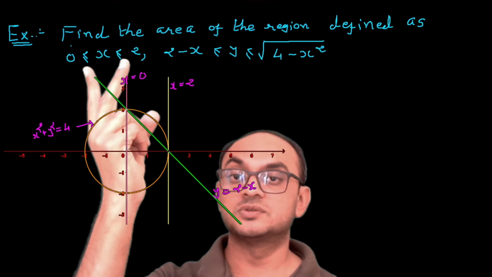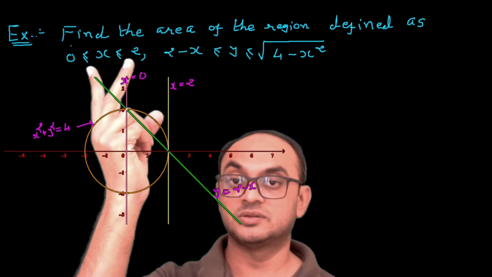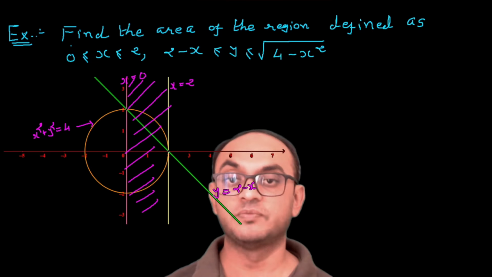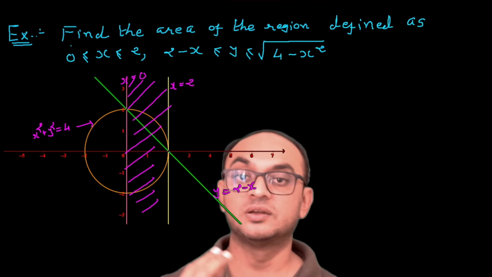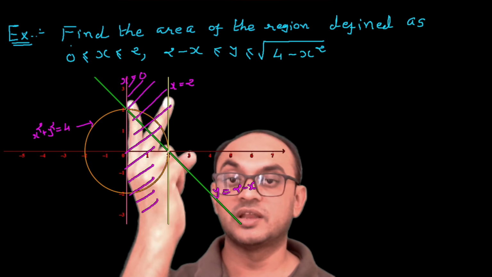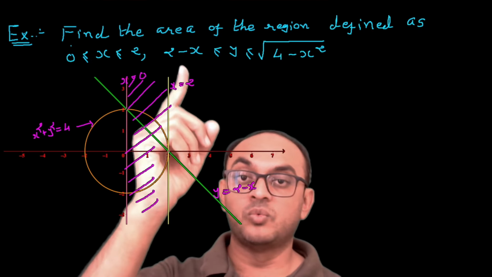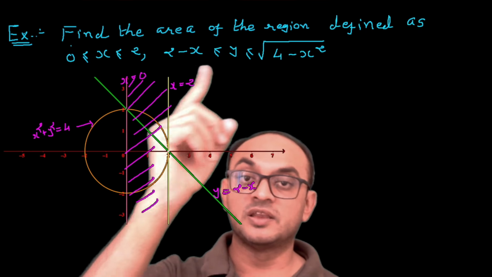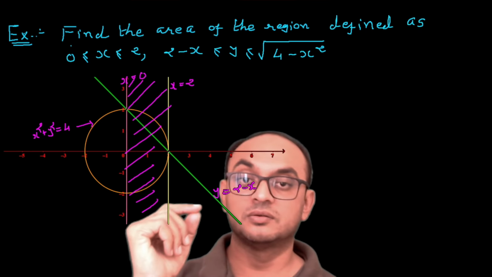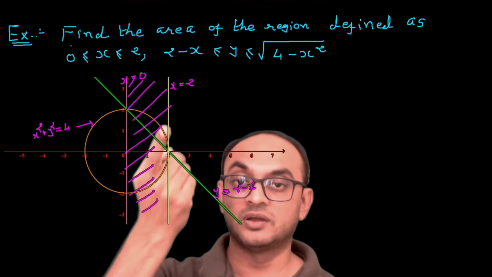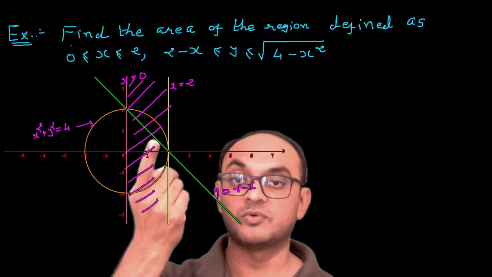What is given? x from 0 to 2. So x from 0 to 2 fixes this infinite vertical strip. That simply means my region lies in this vertical strip. Now in this strip, y is from the line y equal to 2 minus x to the circle. This is the range of y. Vertically, we have to move from the line to the circle.